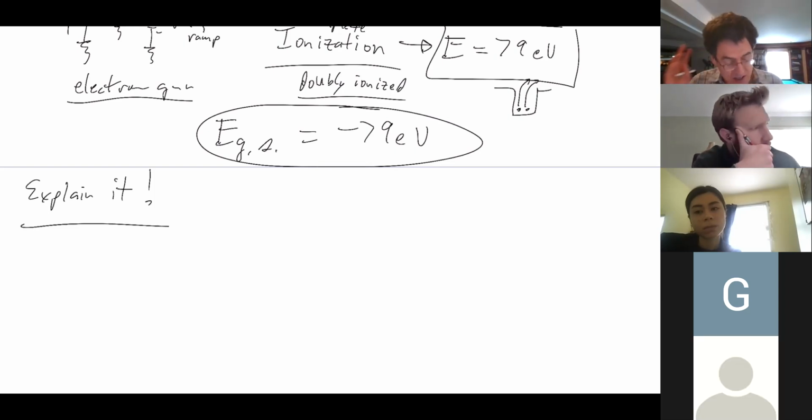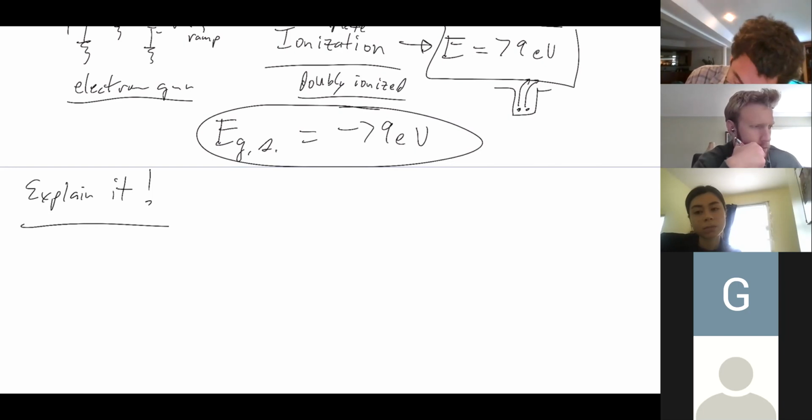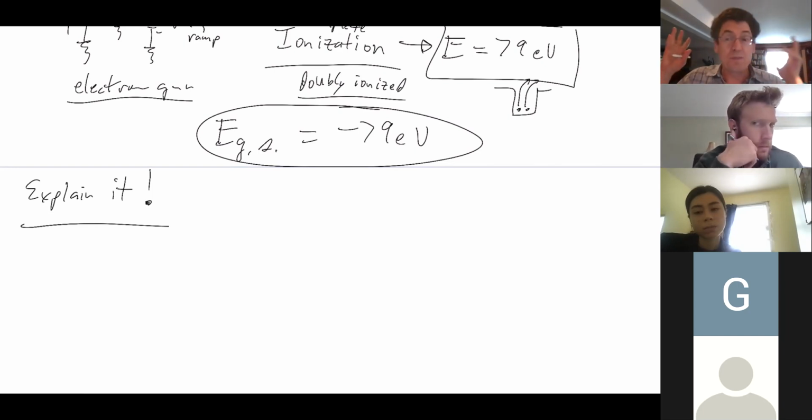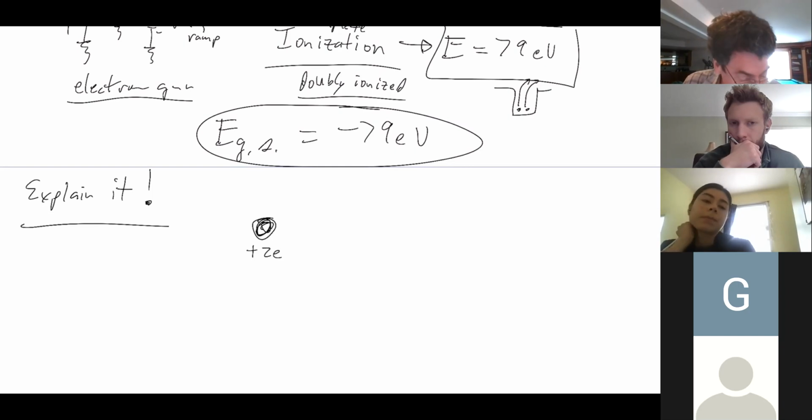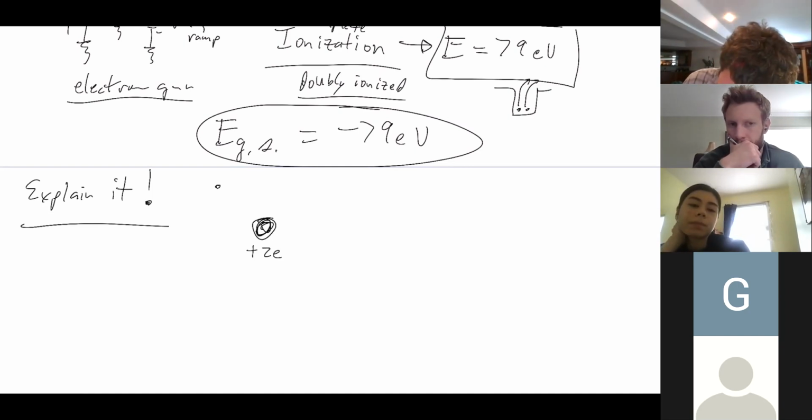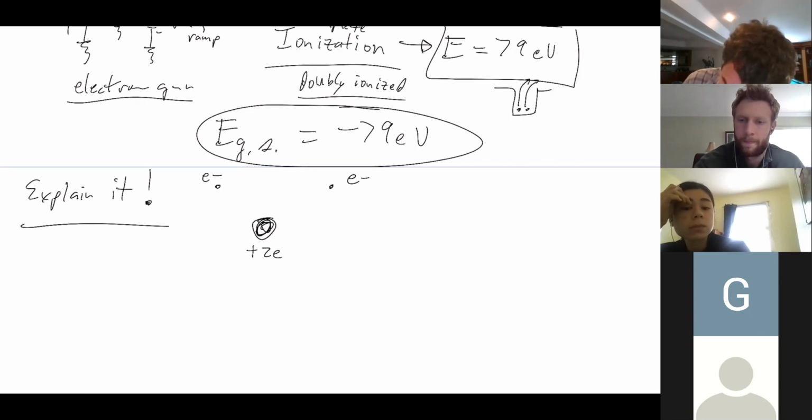Okay, so you're sitting there thinking, how do I explain this? Quantum mechanics has just been invented, and so you go, oh, there's this new theory, quantum mechanics. Let's try to explain it. So I know with this new theory that I have this nucleus of plus 2e, and my helium has 2 electrons. I'll call this one electron 1, and I'll call this one electron 2.